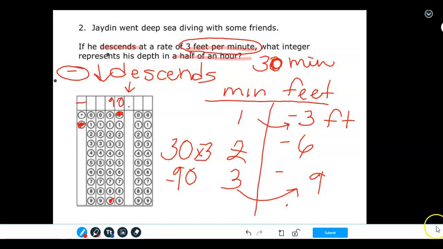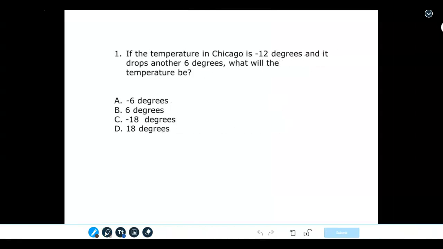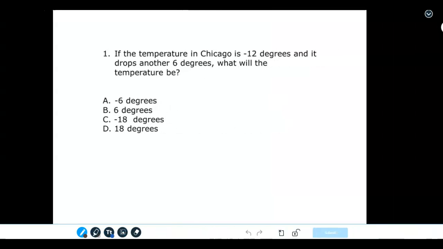Okay, next question. Same idea. This question should be a lot easier for you. Okay. If the temperature in Chicago is negative 12 degrees and it drops another 6 degrees, what will the temperature be? Okay, work with your group. If the temperature in Chicago is negative 12 degrees, also known as 12 degrees below zero, and it drops another 6 degrees, what will the temperature be?